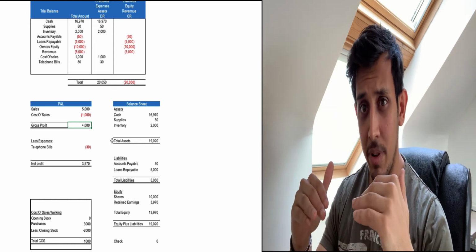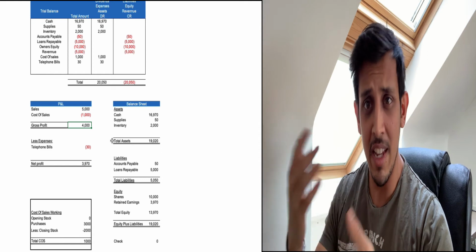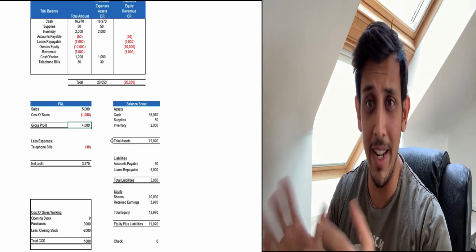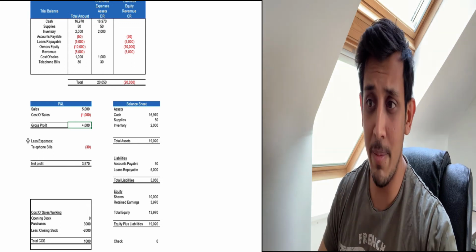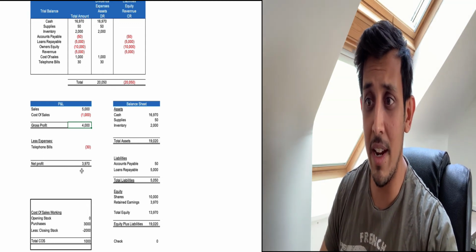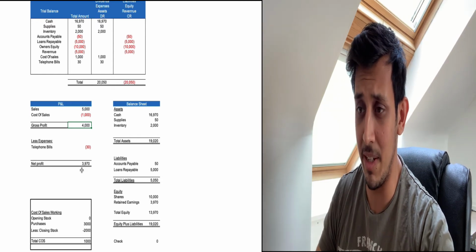The next line comes our general expenses. Now our general expenses are just basically telephone bills, utility bills, rent, etc. And in this case, we spent £30. So the £30 gets knocked off here, and our net profit for the period is 3,970.